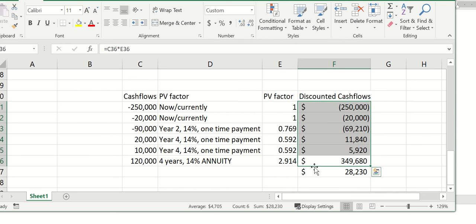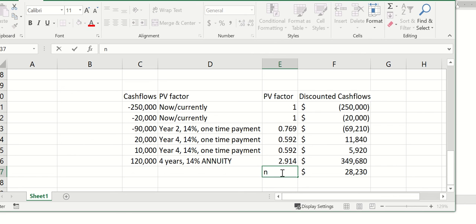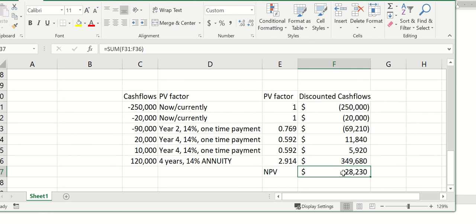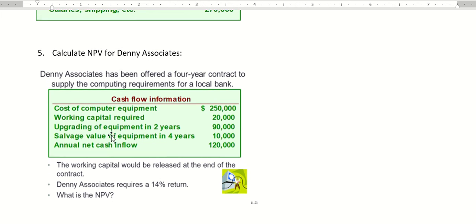So would you want to accept the project? The net present value is getting you your 14% and then even more because it's a positive net present value. Remember, if net present value is 0, it would give you your 14% required rate of return, but it's even positive, so I would accept this project. And this is the answer for problem number 5.